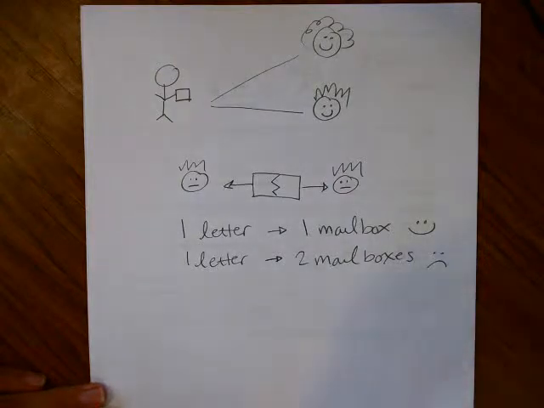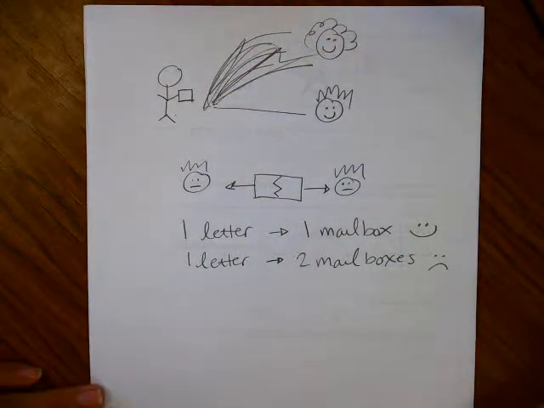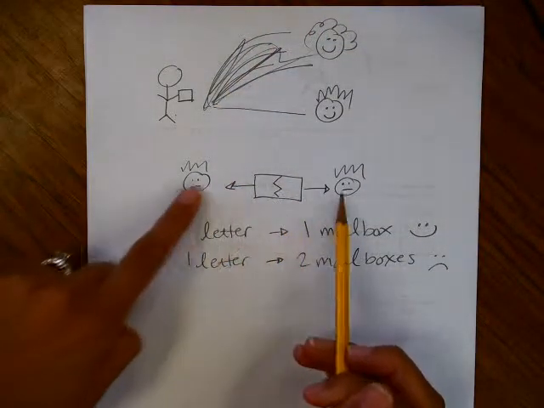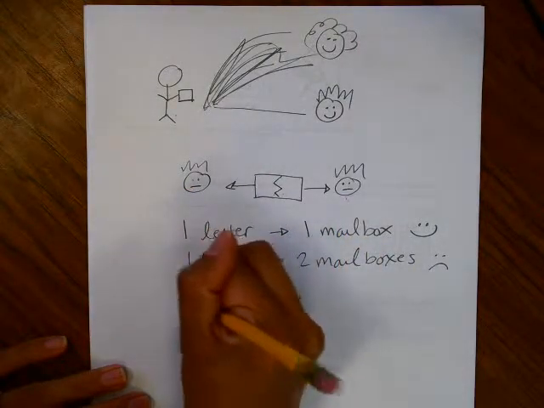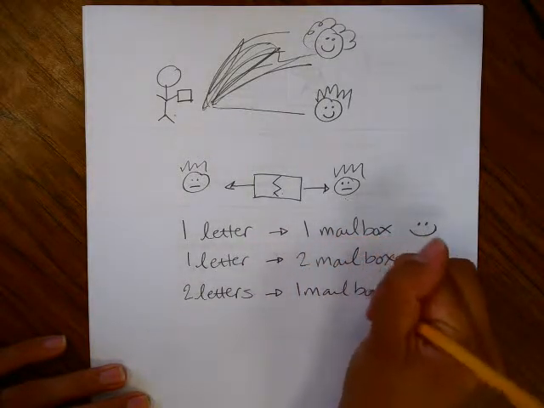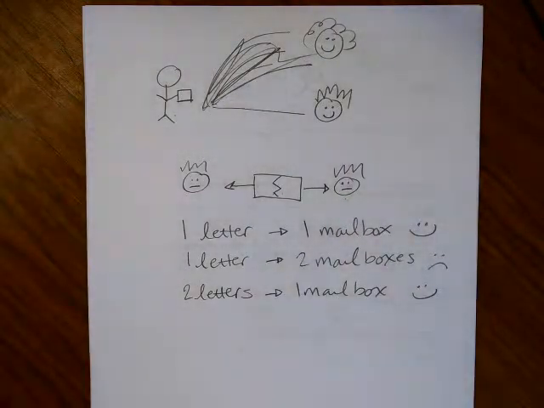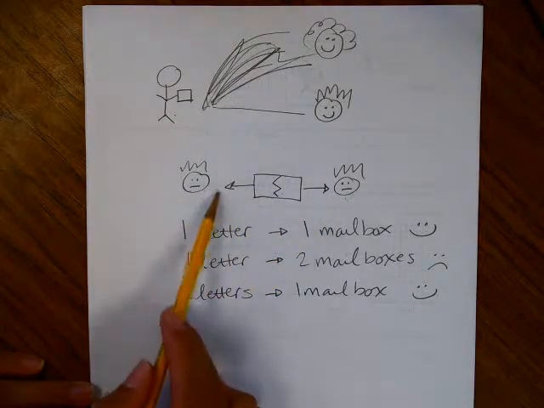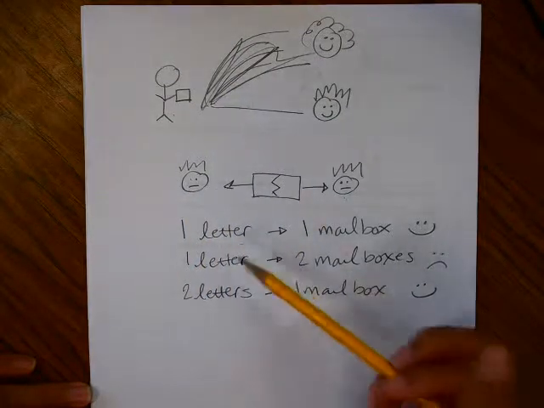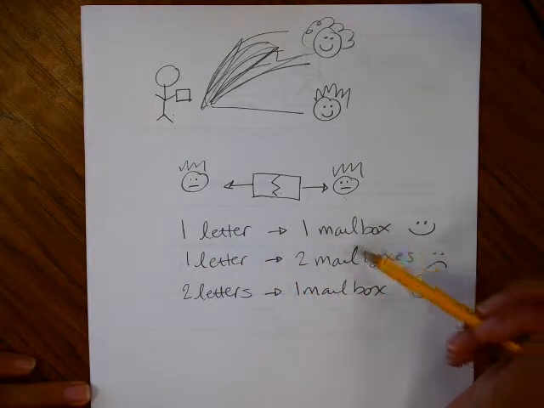Now, what happens if he gets another letter and delivers it back to one of those original people? Is that okay? Sure, he could give her as many letters as he wants, as long as he doesn't try to take one letter and give it to two separate people. So, two letters to one mailbox. Okay, that's good too. So keep this picture in your brain as you're thinking about functions, about whether or not you're going to have some unhappy people. Each of these letters is like the input of a function, and each of the mailboxes is like the output.